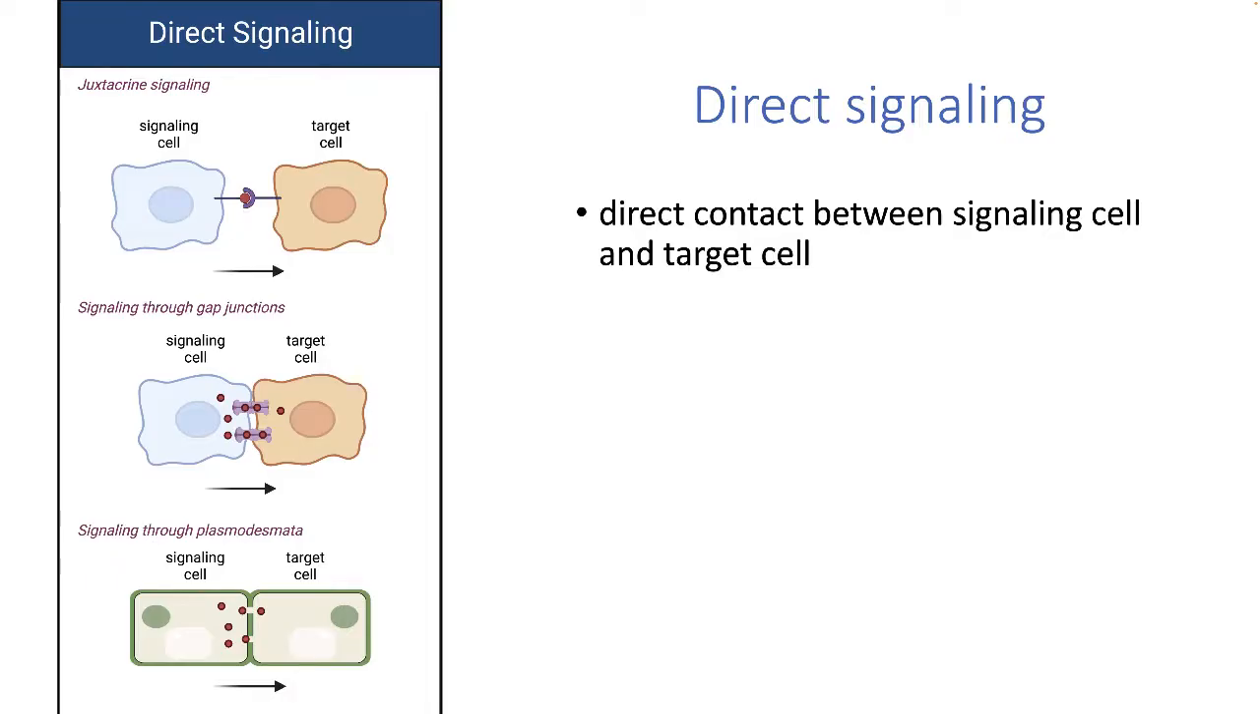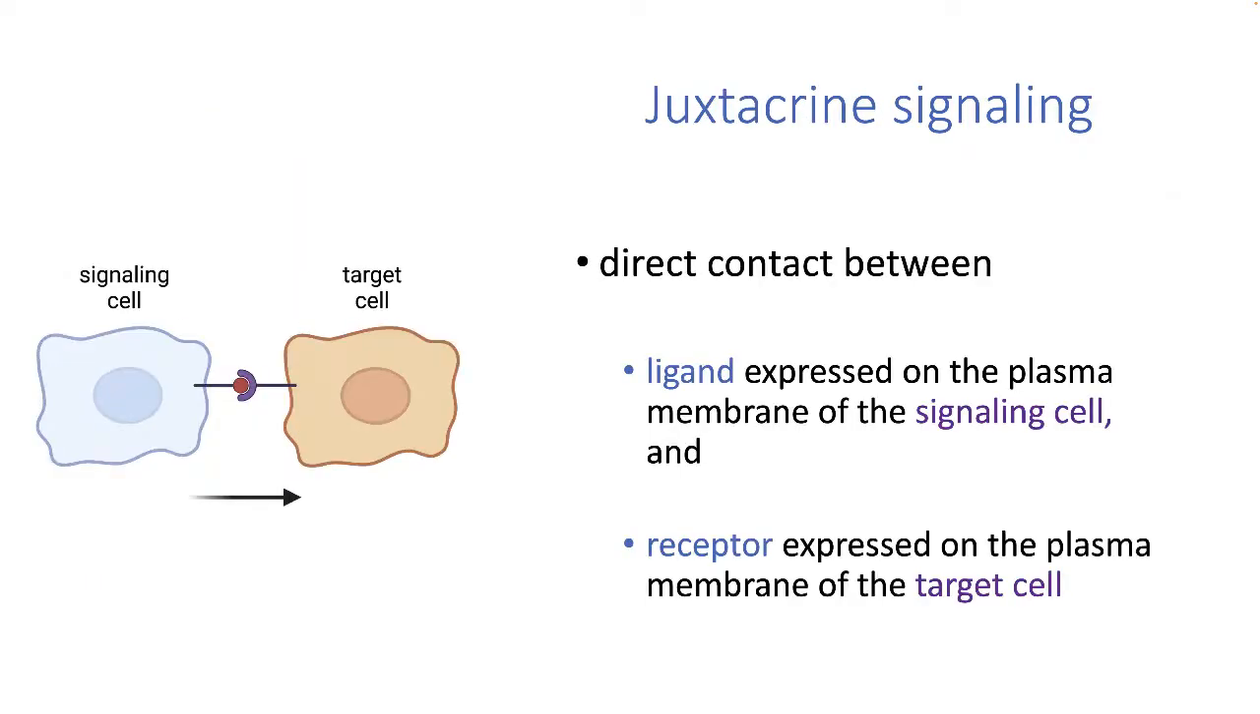This is where we have direct contact between the signaling cell and the target cell, and it can happen in a few different ways. Juxtacrine signaling takes place when we have direct contact between the ligand and the receptor because the signaling cell and the target cell are in close proximity, close enough that direct physical contact between ligand and receptor is possible. In the cartoon, you can see the signaling cell is expressing a plasma membrane molecule, and the receptor is also expressed on the plasma membrane of an adjacent target cell.